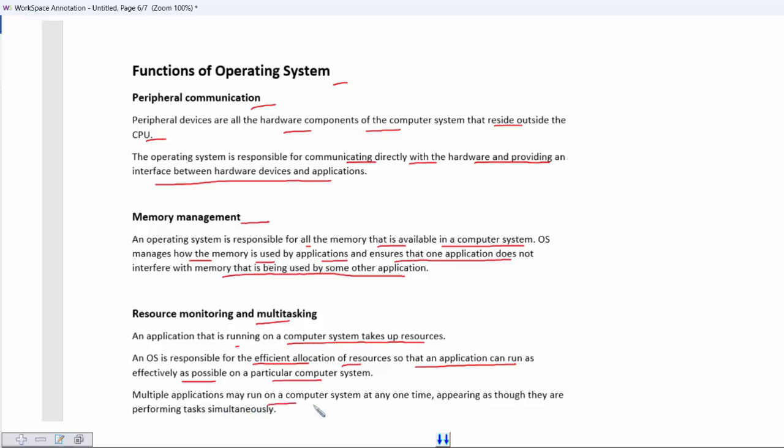Multiple applications may run on a computer system at one time, appearing as though they are performing tasks simultaneously. However, most systems have a single CPU that can perform a single action at any particular time. That means that applications must share the CPU time in order to accomplish their tasks. This is known as multitasking and it is a core OS service.